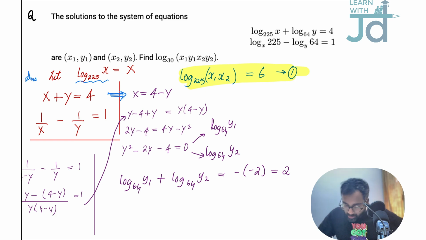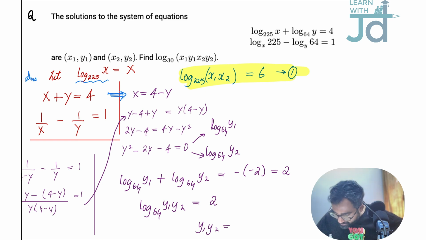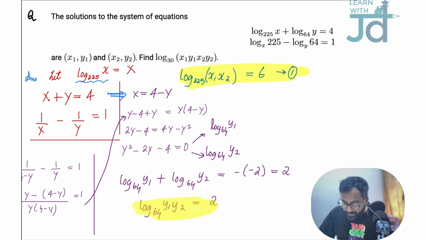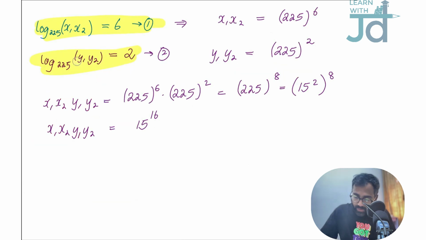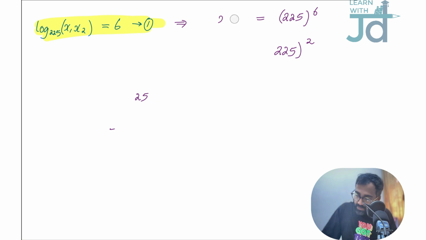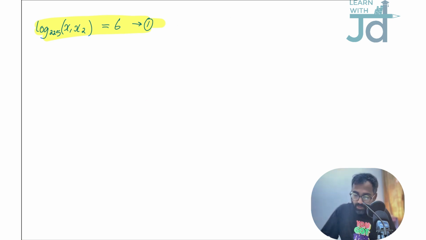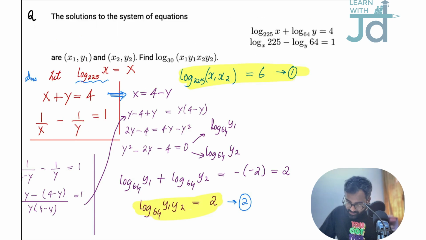Now add it up like logarithms. So log y1 y2 to the base 64 is 2. So what will be y1 y2? Okay, leave it. That we will see. So here this is going to be the equation. Okay. So now what is equation 2? This is equation 2. So let us see equation 2.